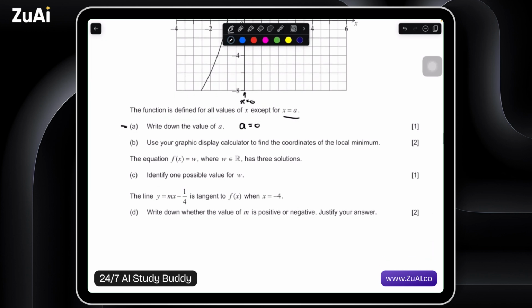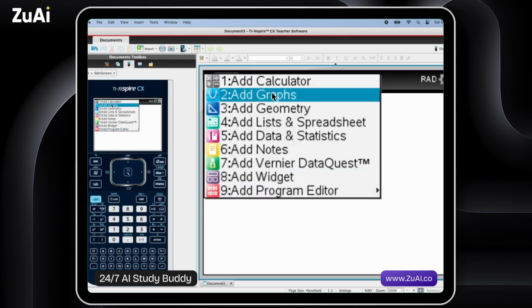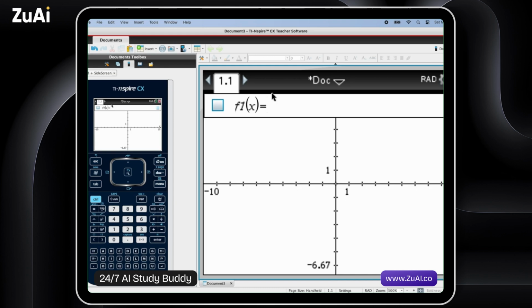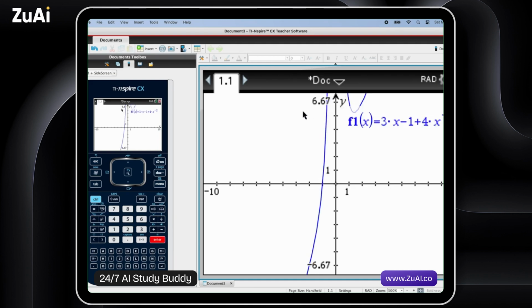Part B. Use your graphic display calculator to find the coordinates of the local minimum. 2-mark question. Not bad. Let's go to the calculator and work this out. Let me get a new document. Alright, let's go into the graph calculator and graph this function. So 3x minus 1 plus 4x, and the calculator will accept this. We don't need to write this as 4 over x squared. We can write 4 times x to the negative 2. Alright, so there's our function.